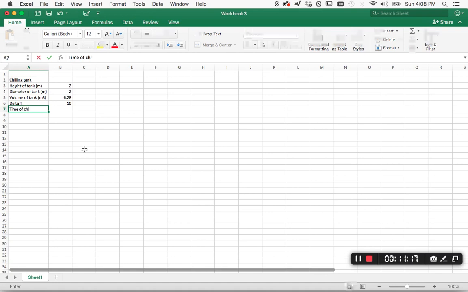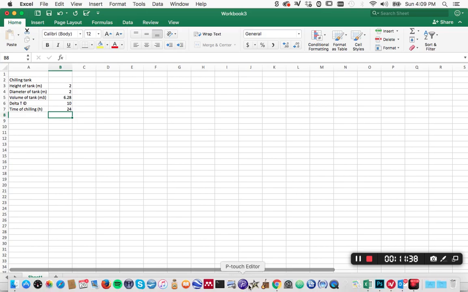Time of chilling, in hours. Let's put that in degrees. Time of chilling: we want to chill it over 24 hours, I think the example said. Alright, so we want to chill 6.28 cubic meters of must by 10 degrees over 24 hours.